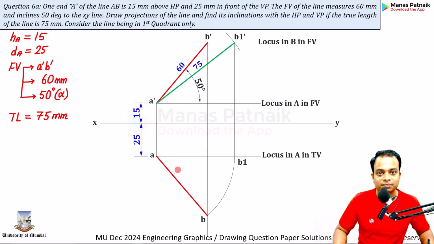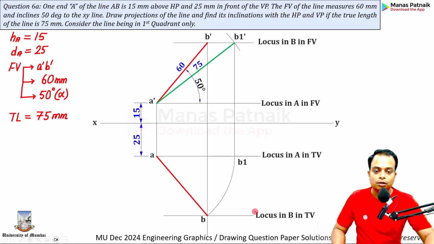Okay. Easy. That's the front view, A dash B dash. Corresponding top view, AB. Easy. So from here, a horizontal line can be drawn and which represents the locus of B in top view. So far, so good. Now you can also locate the true length.